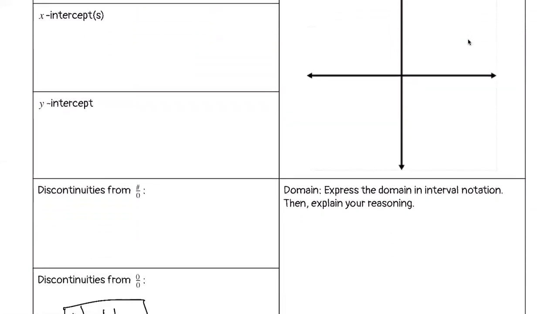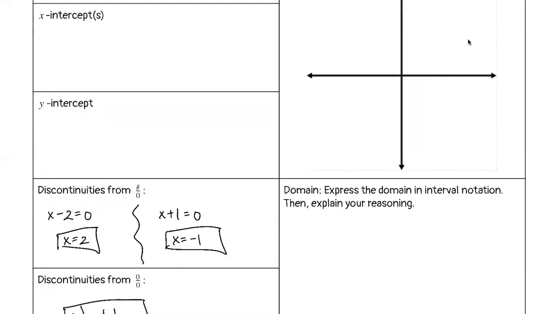If we take those two, x minus 2 equals 0, and we solve, we'll get one vertical asymptote. And if we take the other factor and we set it equal to 0, and we solve, we'll get the other vertical asymptote. So there are two vertical asymptotes in this function.